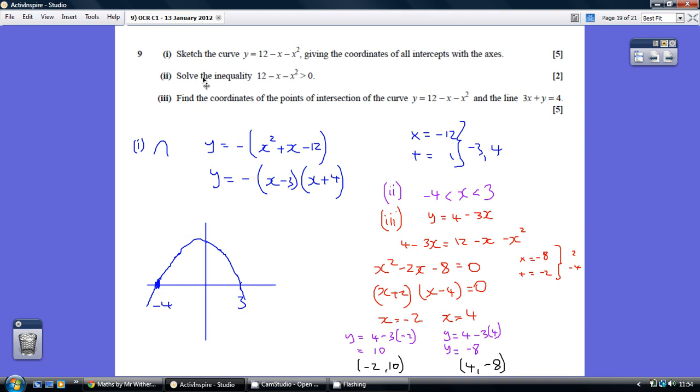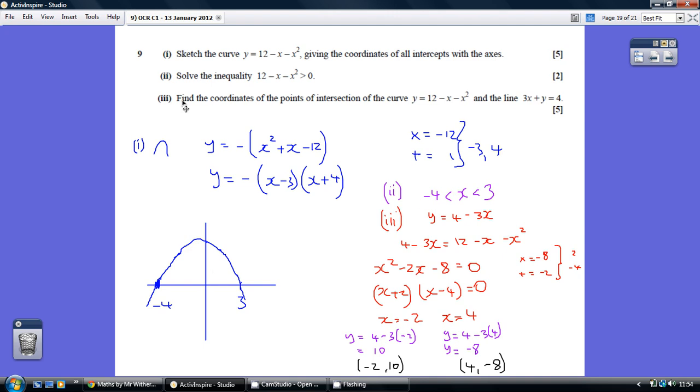Now for part 2, solve this where it's greater than 0. Well, again, this is very straightforward, very generous for 2 marks I think. We're looking for all the values where it's greater than 0, so above the x-axis, so basically between these two values, so x is less than 3 but greater than minus 4.